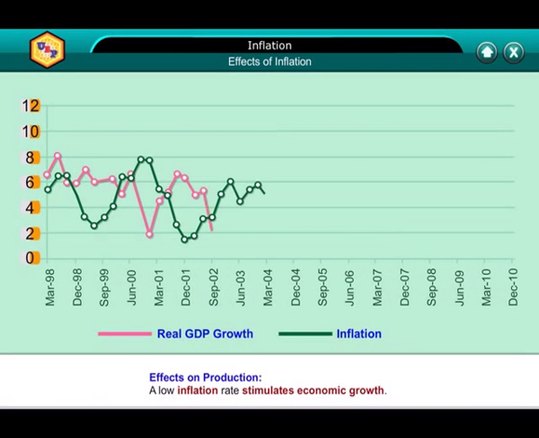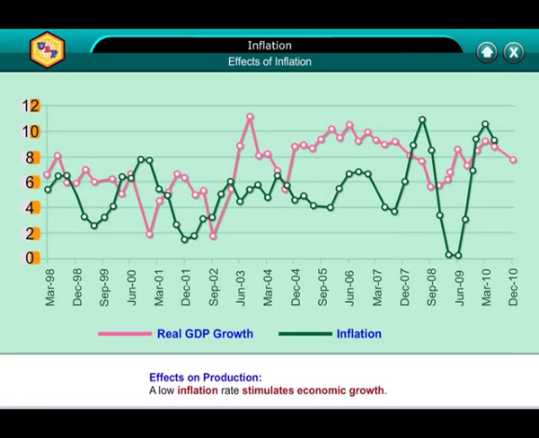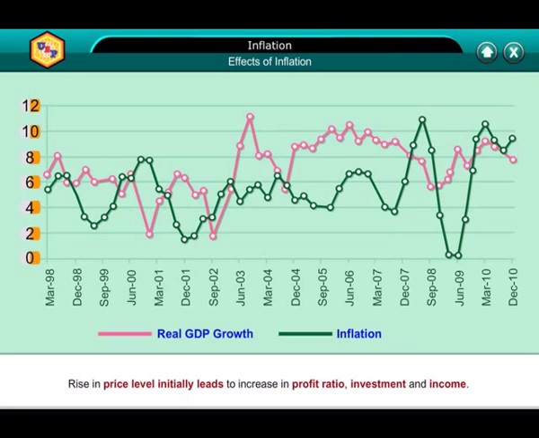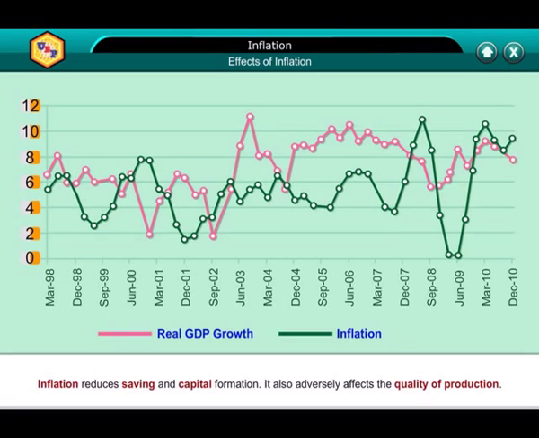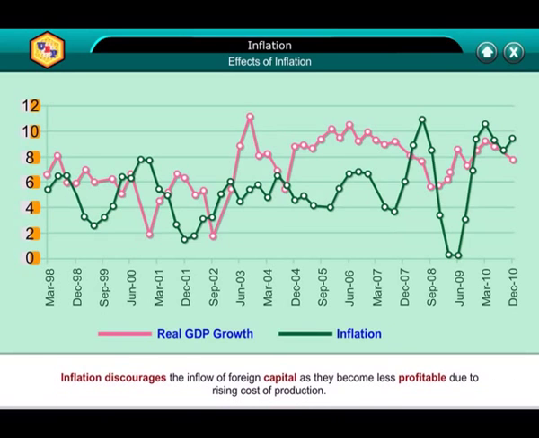Effects of inflation. Effects on production. A low inflation rate stimulates economic growth. Rise in price level initially leads to increase in profit ratio, investment and income. However, hyperinflation results in fall in value of money and decline in purchasing power. Inflation reduces saving and capital formation. It also adversely affects the quality of production. Inflation discourages the inflow of foreign capital as it becomes less profitable due to rising cost of production.